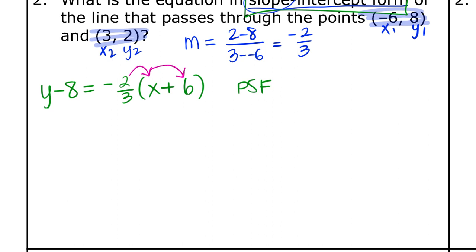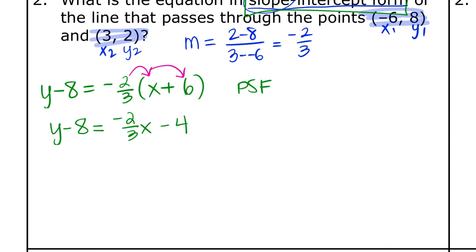So left side of the equation, y minus 8 stays the same. But on the right, 2/3 times x, you just got to write them next to each other. And then negative 2/3 times 6, I would use your calculator. And when I type this in, I get negative 4. So minus 4.